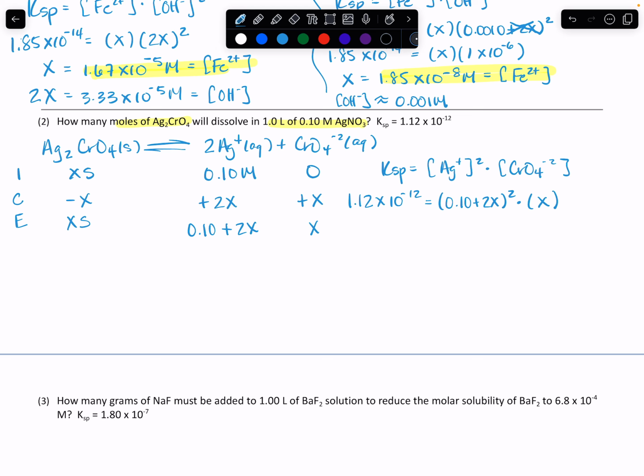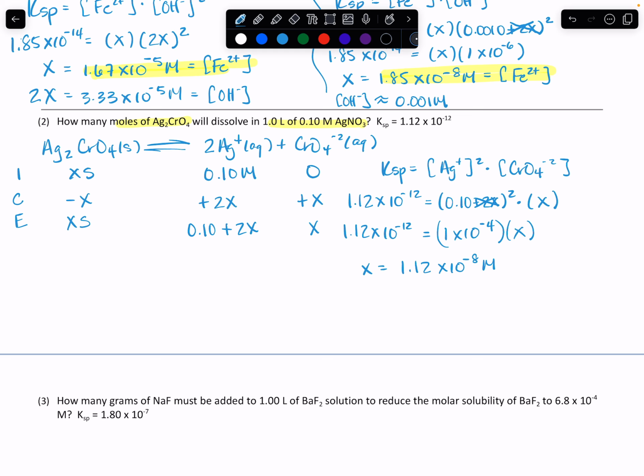We have 1.12 times 10 to the negative 12 for that KSP equilibrium constant, which means not very much is going to dissolve. So we're going to make the assumption that this 2x does not matter. So we end up with 1.12 times 10 to the negative 12. We'll square that 0.1, and we get 1 times 10 to the negative 4th times x. Divide both sides by 1 times 10 to the negative 4th, and we find that x is going to be equal to 1.12 times 10 to the negative 8th molar.